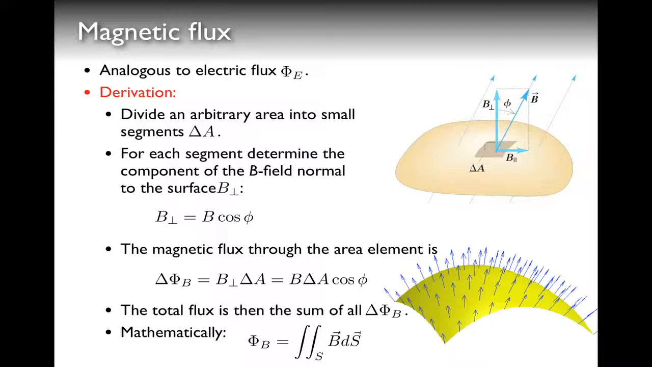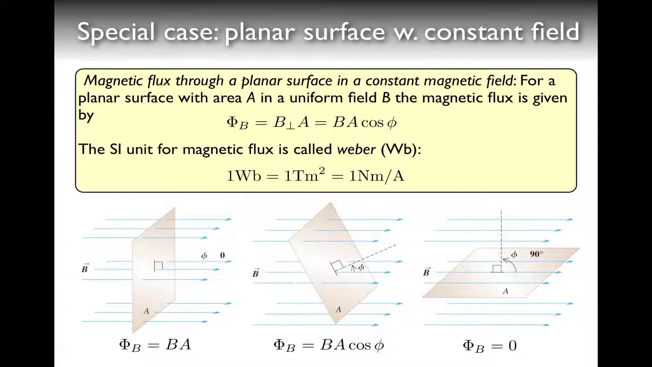And the total flux is nothing else than the sum over all these little flux contributions through the little areas. In other words, we just perform the sum over these, which corresponds to what we call a surface integral. Now let's look at the special case of a planar surface with a constant magnetic field. In this case, the magnetic flux is just given by the perpendicular component times the area A of this rectangular surface, in other words, BA times cosine of the angle. The SI unit for magnetic flux is called the Weber, abbreviated Wb, and 1 Weber is 1 Tesla times meter squared, and if you use the definition of Tesla, you see that it's 1 Newton meter per amp.